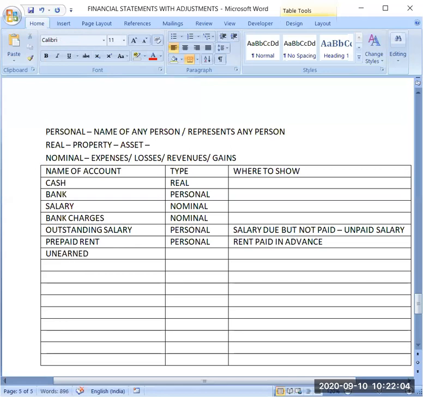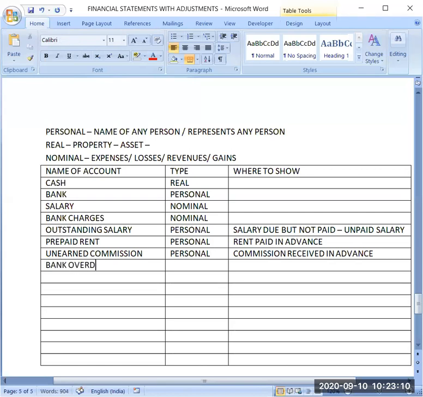Unearned commission. Which type of account it will be? Yes, very good. Yes, it is also a personal account. It is also representing any person from whom you have received the commission in advance. It is commission received in advance.